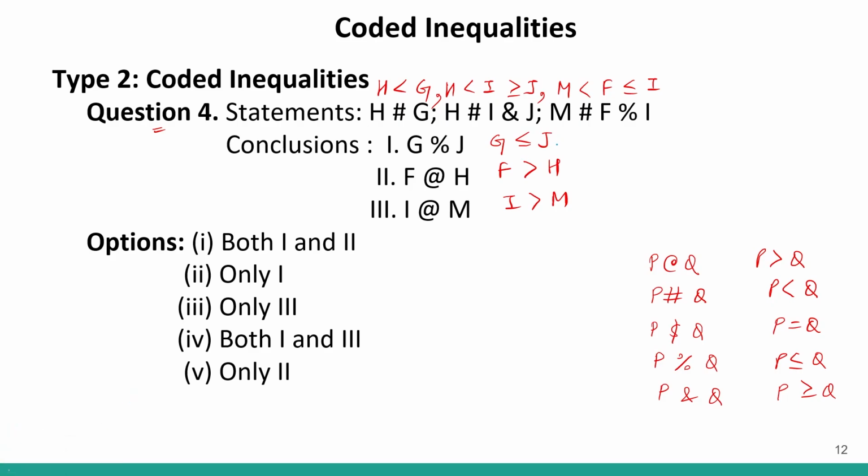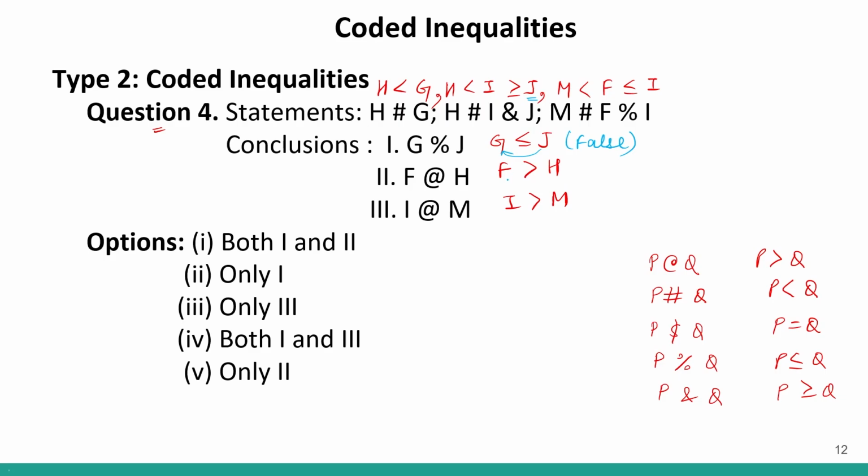So the first conclusion says J is greater than or equal to G. So we will move from J to G. Correct? I can see J over here. But I cannot proceed anywhere from J. Why? Because we have a smaller door over here. We move from bigger door to smaller door. Therefore, this is straight up false.